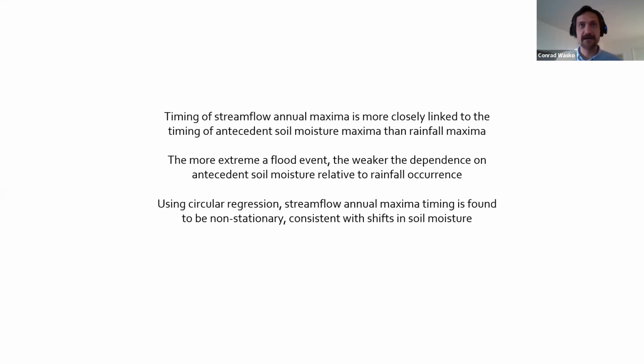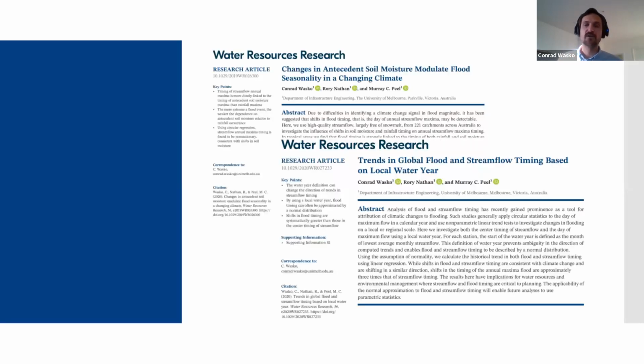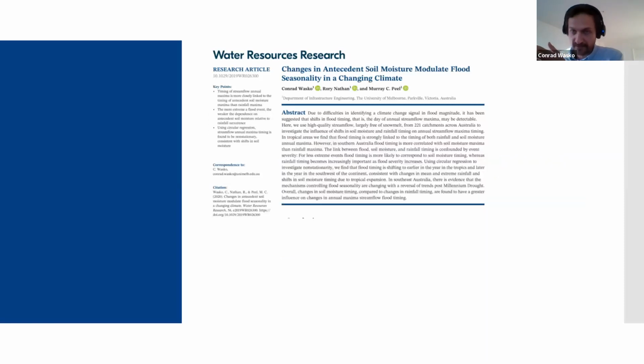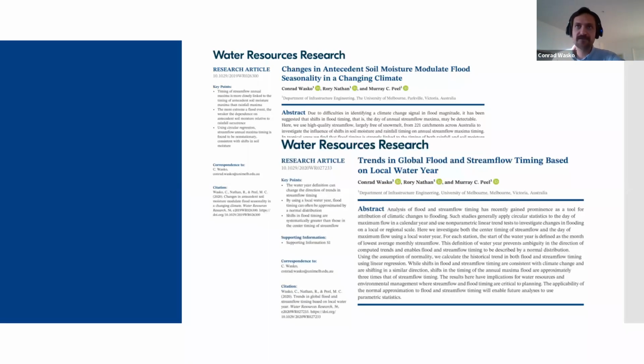So I did say that a lot of studies, like we use circular regression, and a lot of studies don't. They use Sen's slope to look at trends in flood timing. And I must admit this was bothering me, and I didn't really know why. So I started to dig a little bit deeper, and in the end, with much difficulty, and I mean a lot of difficulty, we managed to publish this paper.